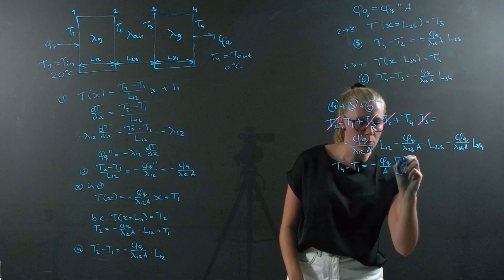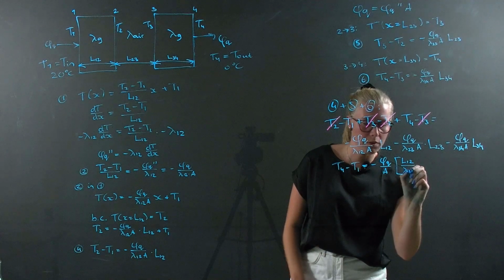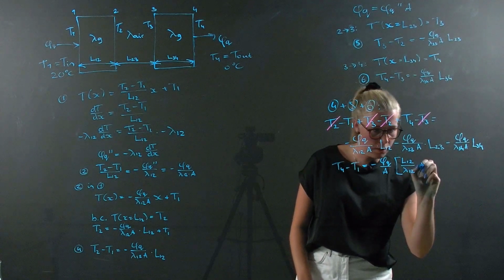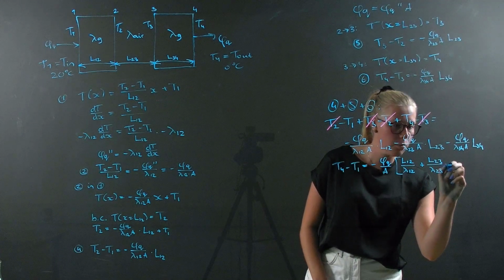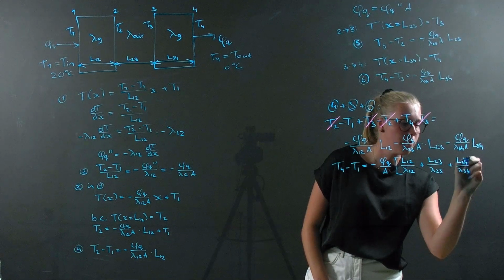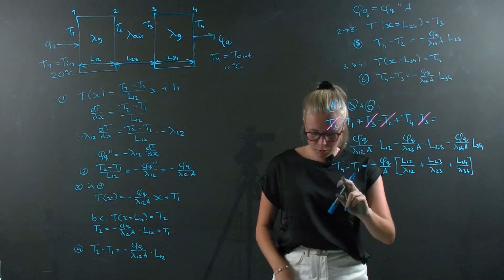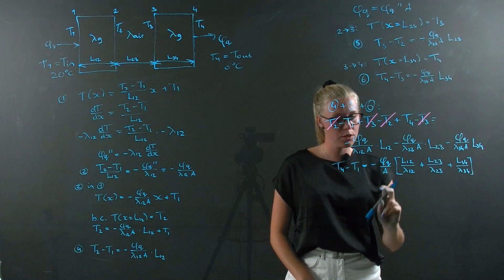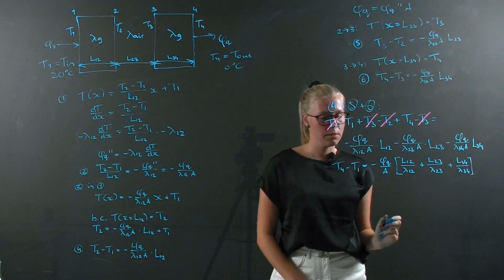So we find these terms: L12 over lambda 12 plus L23 over lambda 23 plus L34 over lambda 34. Note that T4 minus T1 is the driving force, Φq over A is the flow, so this is the resistance.